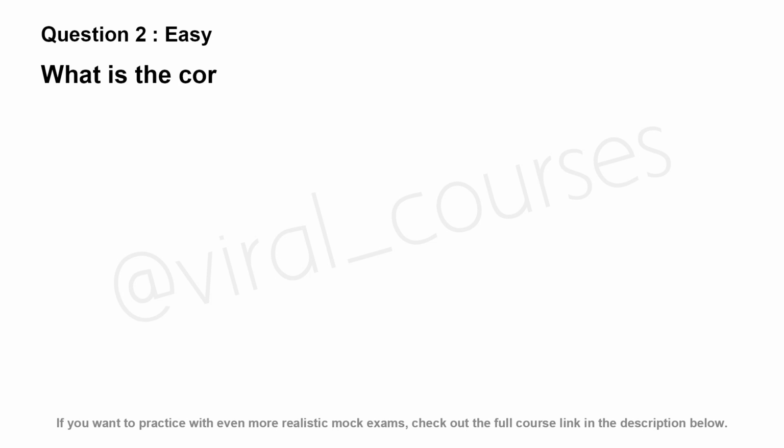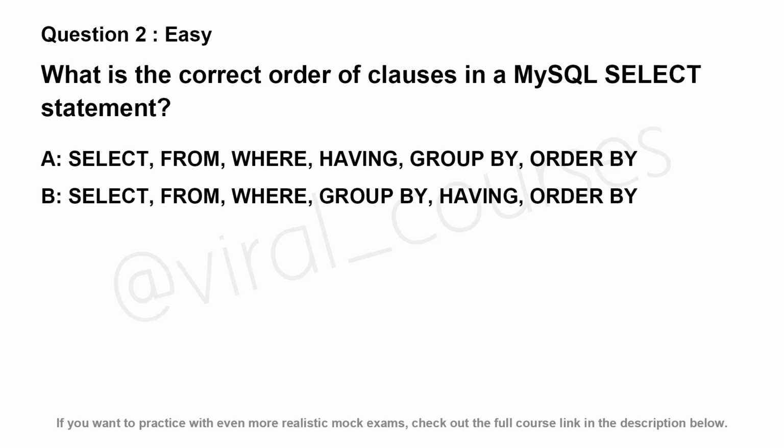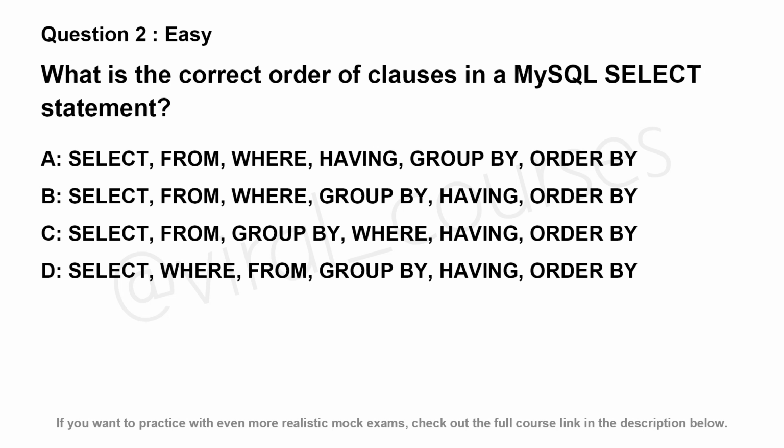What is the correct order of clauses in a MySQL select statement? Option A, select, from, where, having, group by, order by. Option B, select, from, where, group by, having, order by. Option C, select, from, group by, where, having, order by. Option D, select, where, from, group by, having, order by.